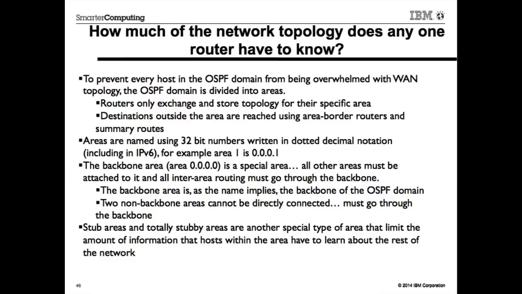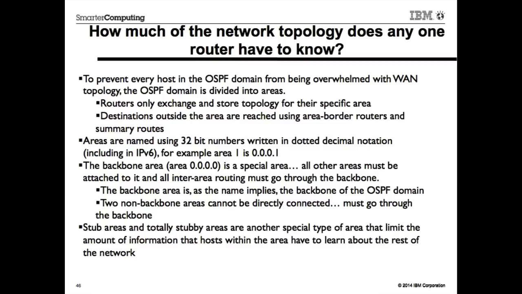So that's all well and good, but networks can get complicated. So you don't want every host to have to learn the whole network topology. Especially you don't want z/OS hosts to deal with the whole network topology because that's taking up processing. So OSPF has another optimization, which is that the OSPF domain can be subdivided into what are called areas. So within an OSPF area, routers exchange and store topology within their specific area. Destinations outside the area are reached using area border routers and summary routes.